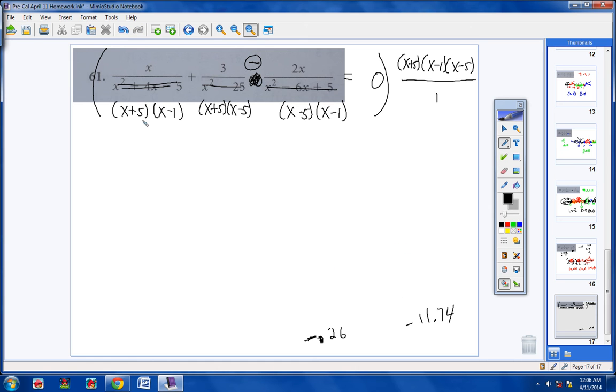And now, just look at each denominator. We know that negative 5 would make this denominator 0. Also positive 1 would. Also negative 5. Also positive 5. Also positive 1. So really, our critical values are going to be 1, negative 5, and positive 5. So here's 1. Here's 5. Here's negative 5.